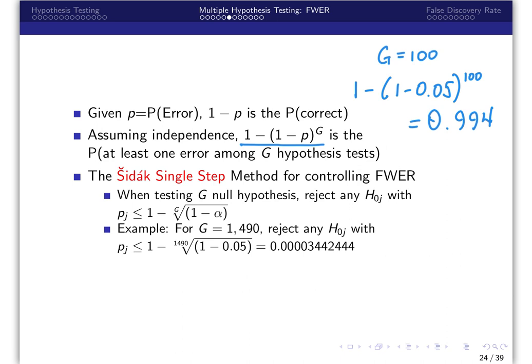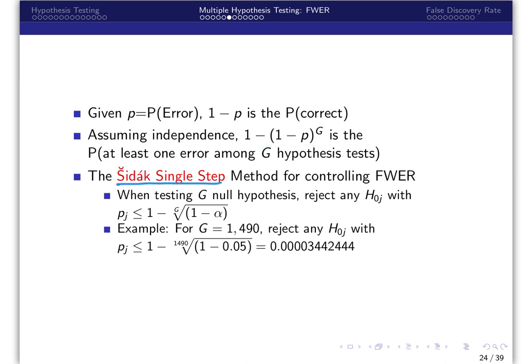The first method to control the family-wise error rate is the Sidak single-step method. When testing G null hypotheses, reject any null hypothesis having a p-value less than this value. Suppose we are analyzing data from an assay that includes 1,490 genes. Using this method, we would compare all resulting p-values to this threshold.